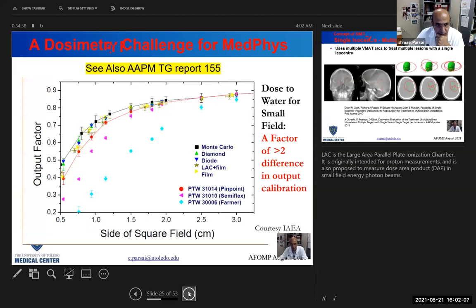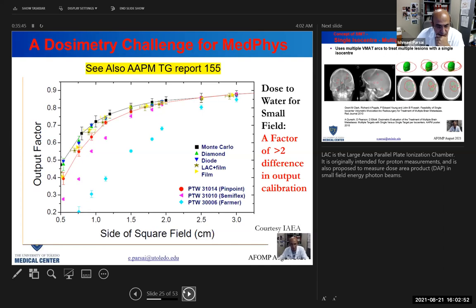In all of these, a major challenge, which I really didn't have time to go into, is that the field has become smaller. When you have IMRT, you may have to deliver a ton of dose through a very tiny field that may not even have electronic equilibrium within it. So small field dosimetry is a big deal. There is a TG report 155 that shows a lot of information on small field dosimetry. The graph that I'm showing here shows Monte Carlo simulation versus various chambers, such as diamond, diodes, and films, and other chambers.